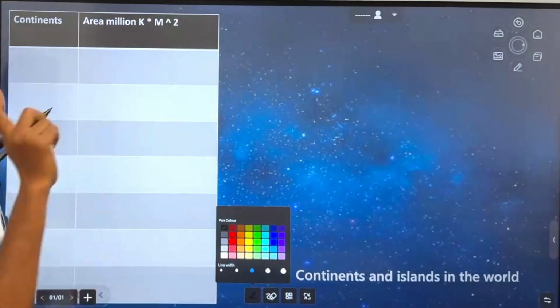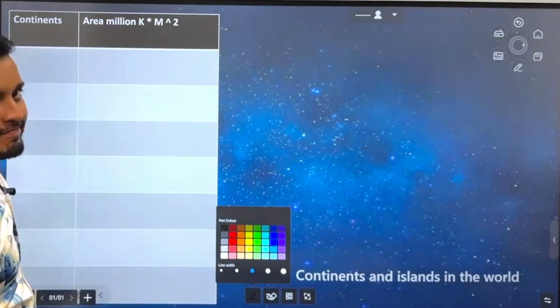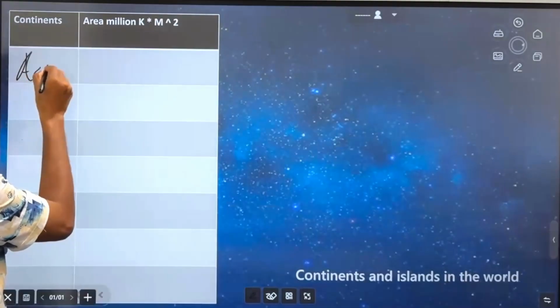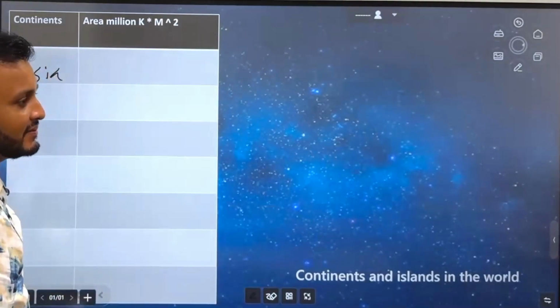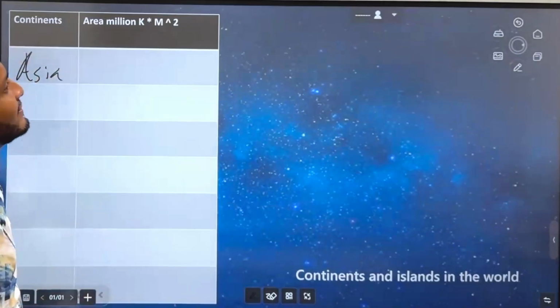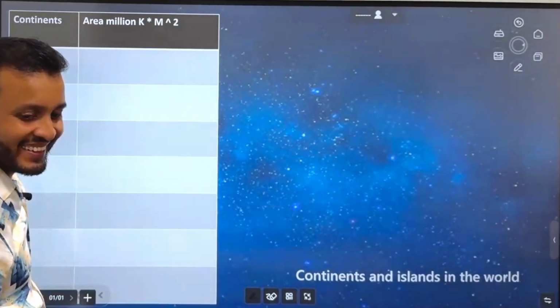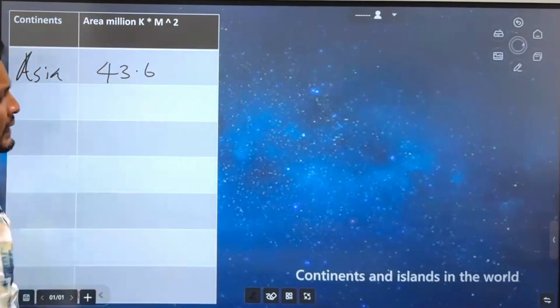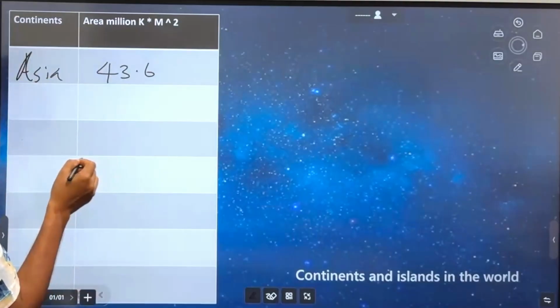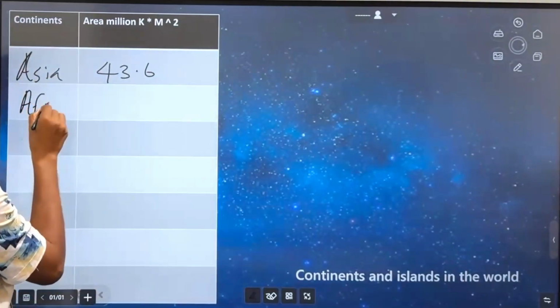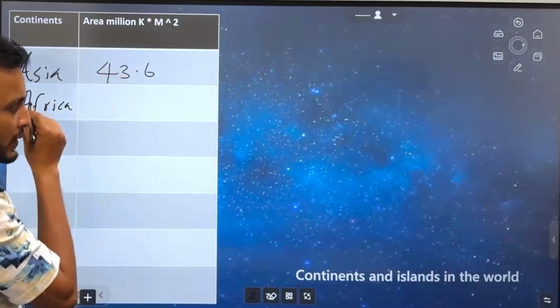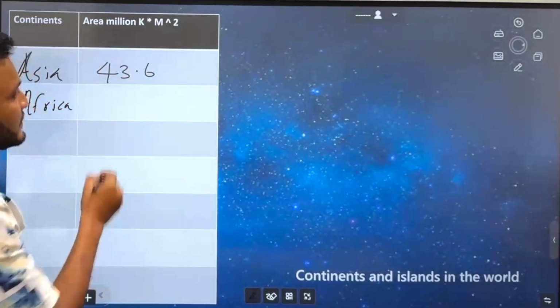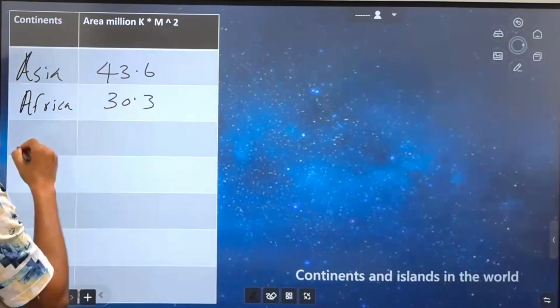Number 1. What is the largest continent in the world? Asian continent. Yes, Asia. Area? 43.6 million. Number 2, the second one. Africa. Yes, Africa. Million kilometers? 30.3.